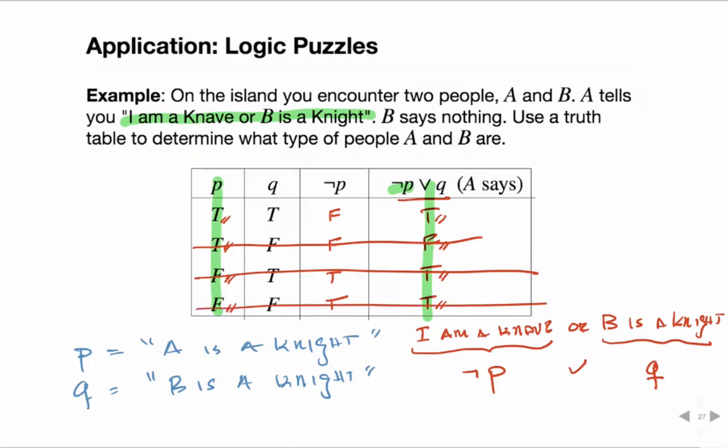And so if I look back, the only row in the truth table still standing is the first one, and so I know that this must be the state of affairs that solves this puzzle. And so if I look at the truth values of P and Q, this tells me that it must be the case that P is true and Q is true, which means that A is a knight and B is a knight. So that's my conclusion: A and B are both knights.